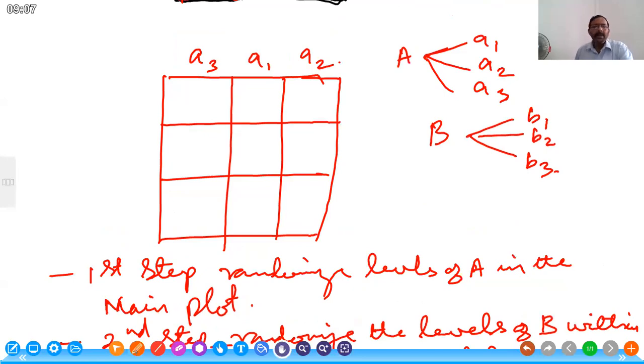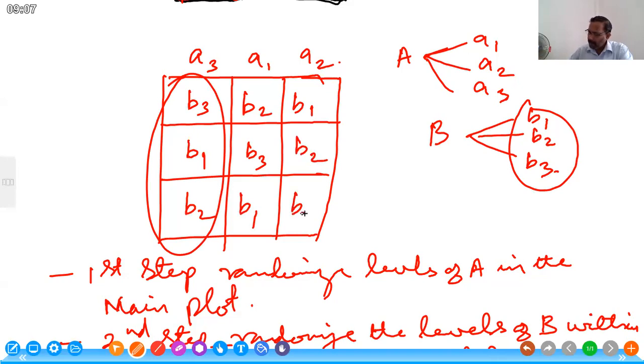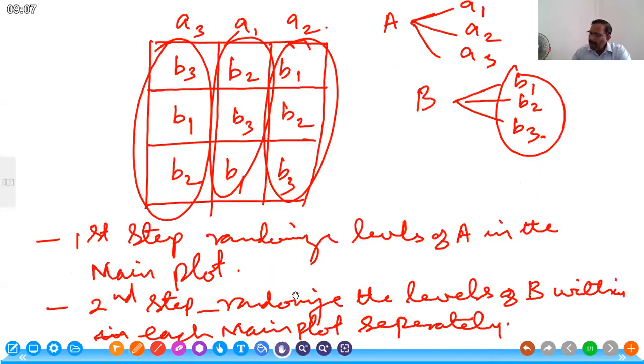For example, B3, B2, B1. This is the first randomization. Do it separately. Then for the second randomization, I say B2, B3, B1, for example. The other randomization is like this. So it is separate randomization. Each of these main plots will be randomized by the levels of factor B. So this is called the randomization process.